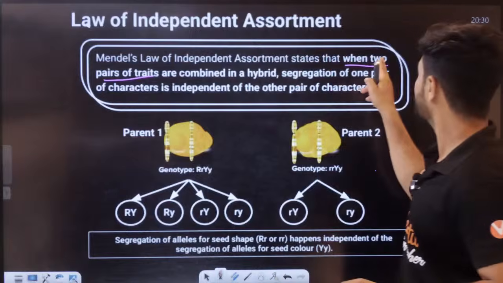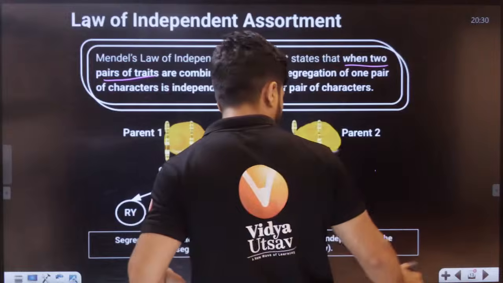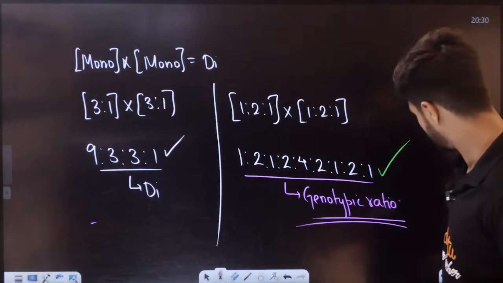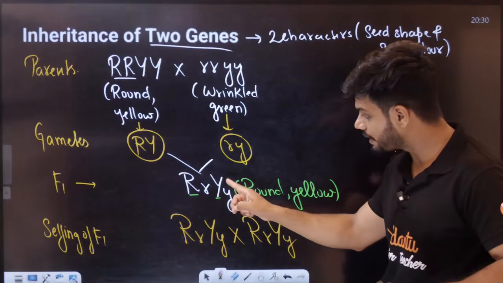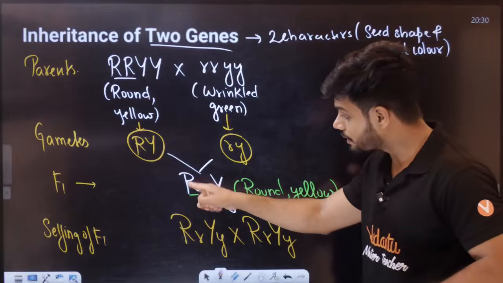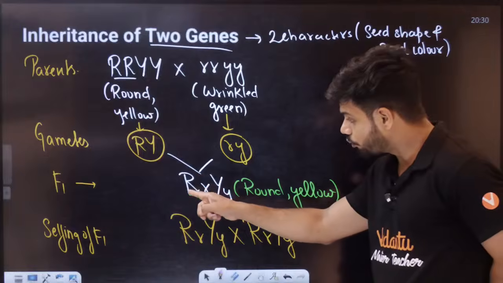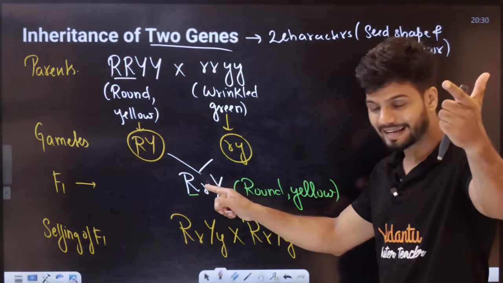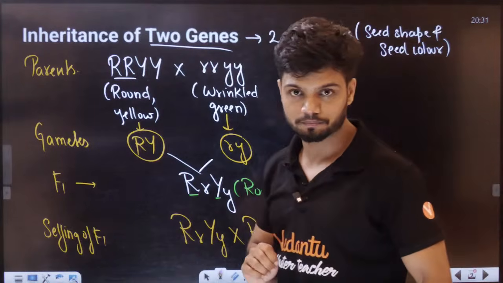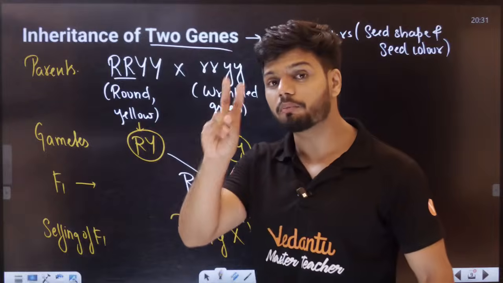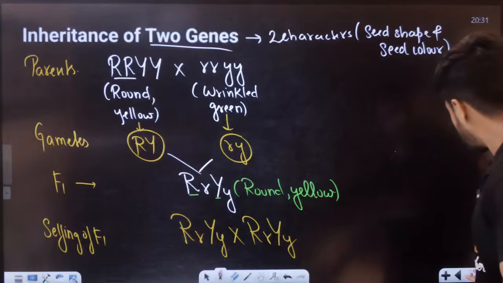When two pairs of traits are combined in a hybrid, for example, students, if you go back here, capital R, capital Y, small y. Here we have round, wrinkled, yellow, green. We have round, one trait, wrinkled, second trait, yellow, third trait, and green, fourth trait here. These four traits are coming from two characters, that is seed shape and seed color.